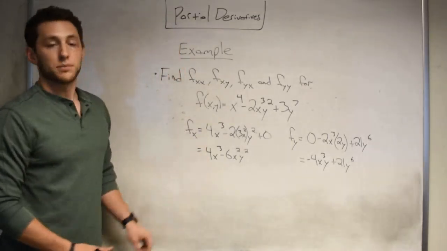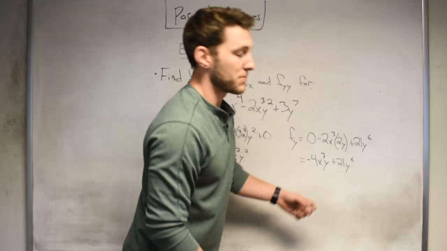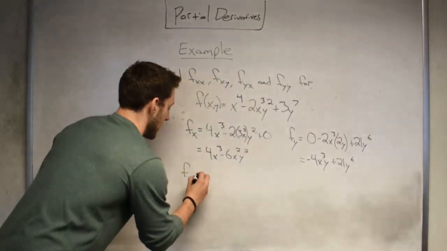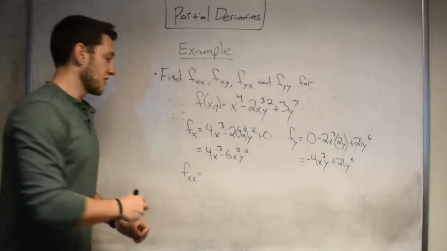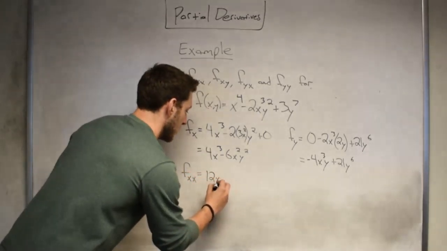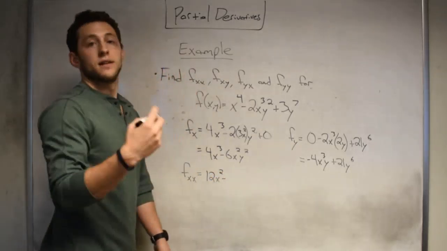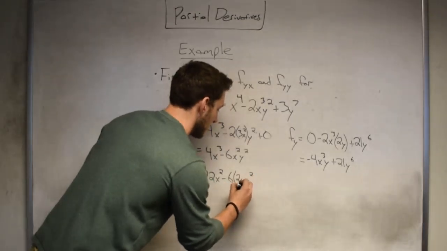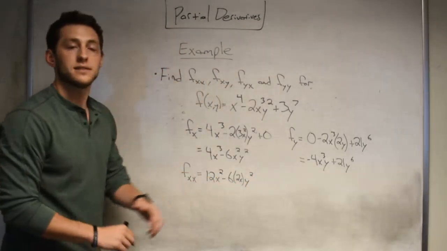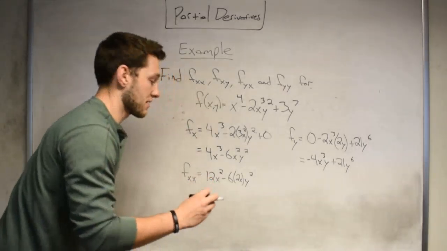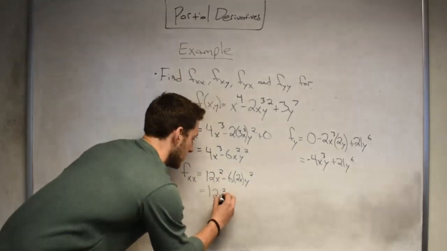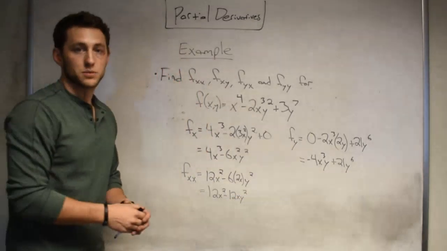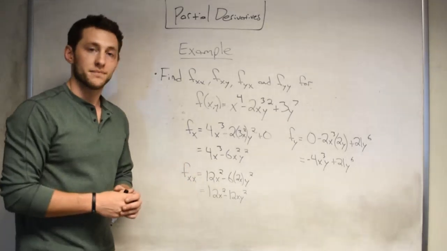Now, in order to find our second order partials, we just derive each of these with respect to both x and y. F sub xx, deriving f sub x with respect to x, gives me 12x squared minus, copying down the non-x terms, and then deriving x will give me minus 6 times 2x times y squared, for a final answer of 12x squared minus 12xy squared. Feel free to factor out a 12x if you wish, otherwise that's good enough.